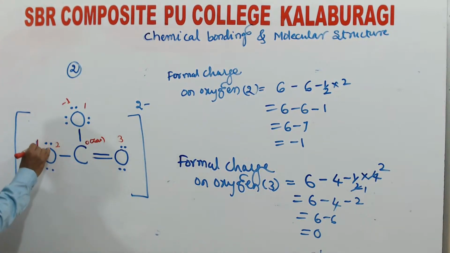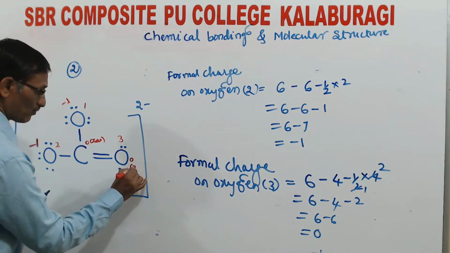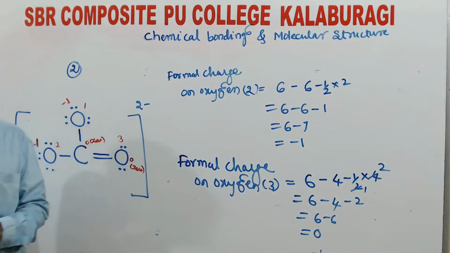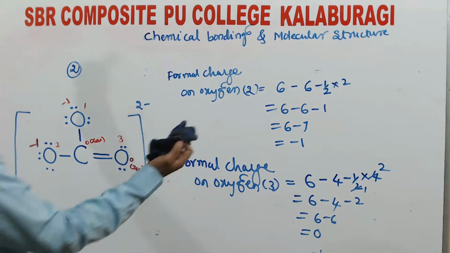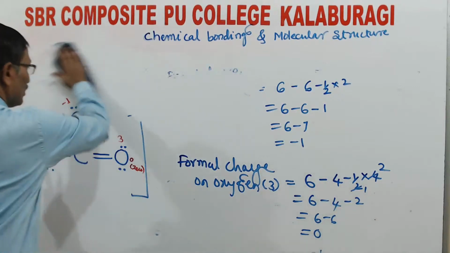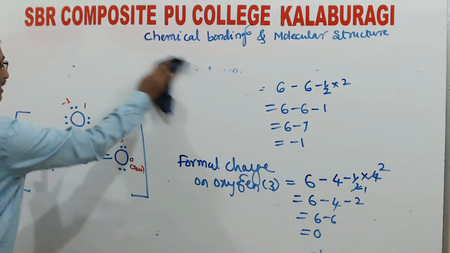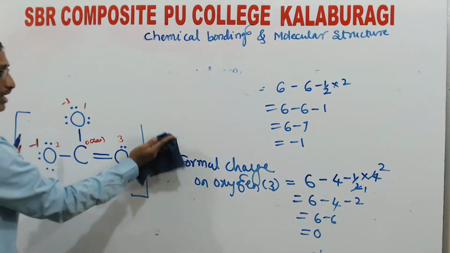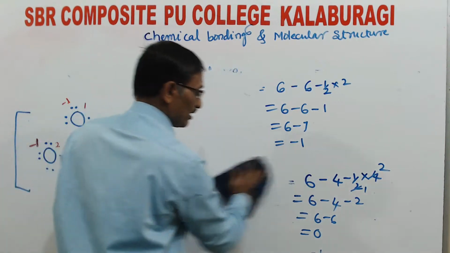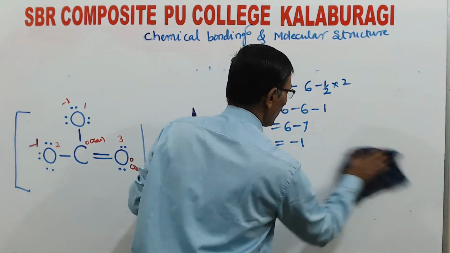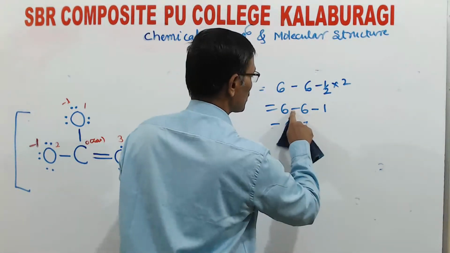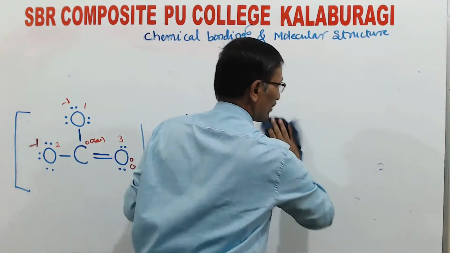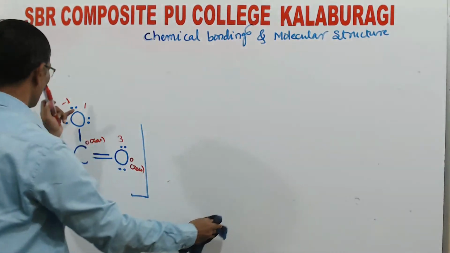So here minus 1, this is again 0. Like this, you can find out the formal charge on each atom. Now coming to the next one, let us see here. If you remove this minus 2, this atom is minus 1, this is 0, this is 0. What we did: we assigned the formal charge on each atom in this Lewis structure. This is minus 6, minus 1, minus 7. Subtract, and you will get minus 1 for oxygen.